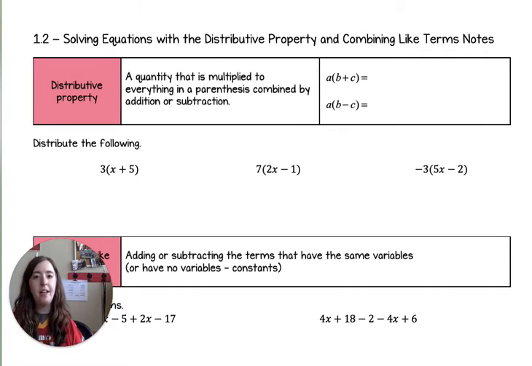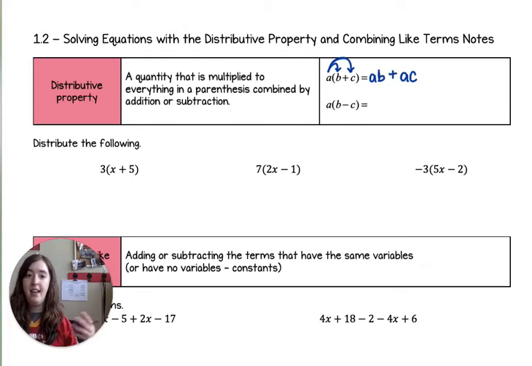The distributive property is when you have a quantity or a number multiplied by everything in a set of parentheses. So that means that if I'm taking A times B plus C, I'm going to take A times B and add that to A times C. So A times B plus A times C. Now, if I'm subtracting B and C, then I'm just going to subtract AB minus AC. So I'm going to distribute that A out to my B and to my C. So I'll have AB minus AC.